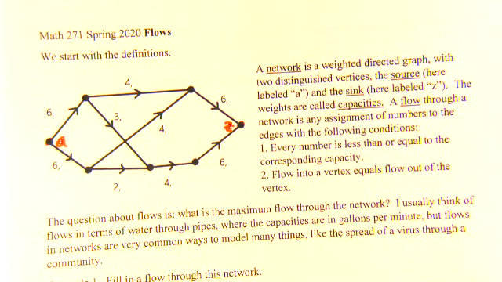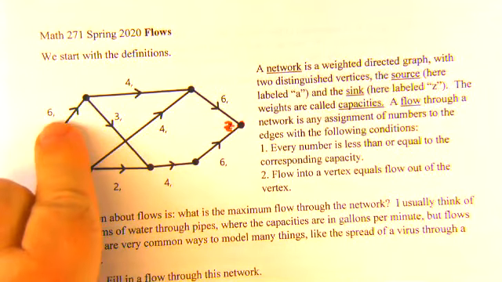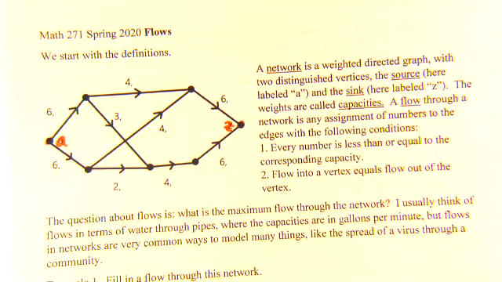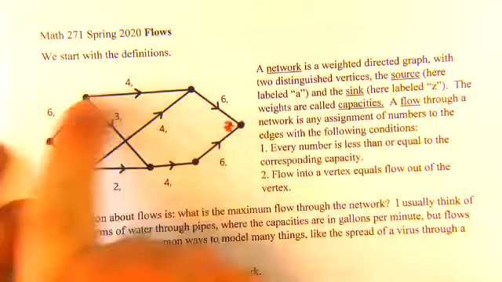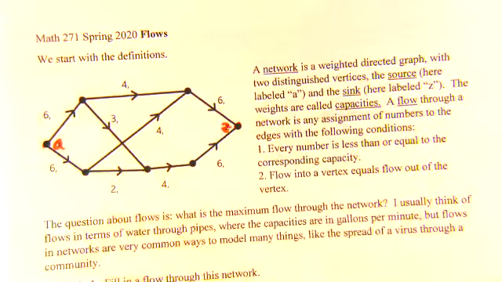And then a flow through a network is an assignment of numbers to the edges with the following conditions. Every number is less than or equal to the corresponding capacity. So I could give you a flow of 5 through here, but not a flow of 7, because 7 is bigger than 6, and you can't fit 7 if you only have a capacity of 6. And the flow into a vertex equals flow out of the vertex. So whatever flow goes into here, the flow coming out of that vertex into these two has to be the same as the flow in.